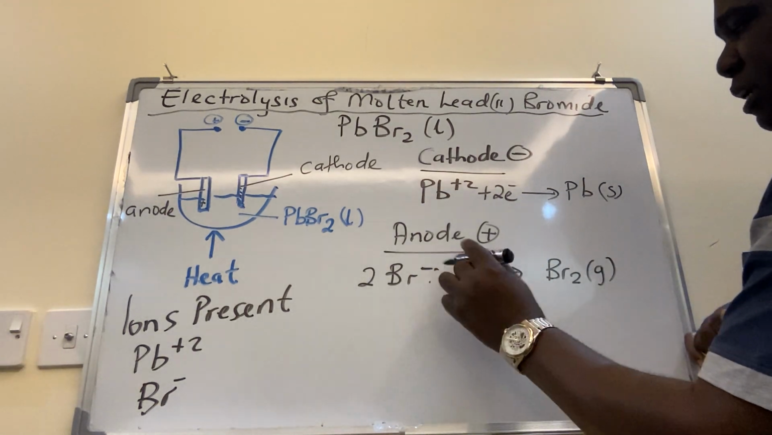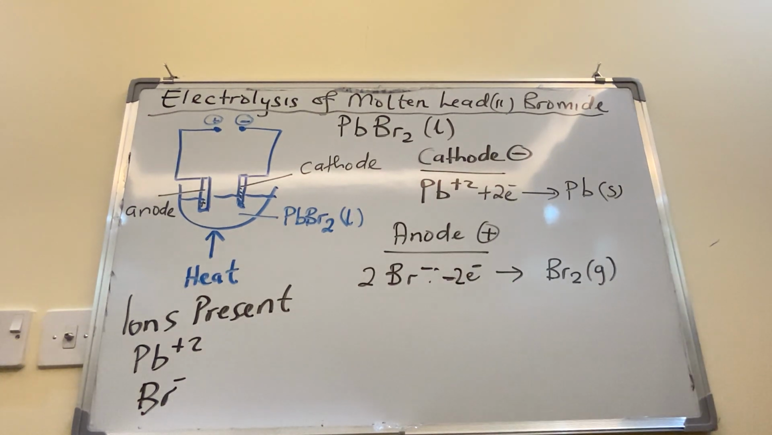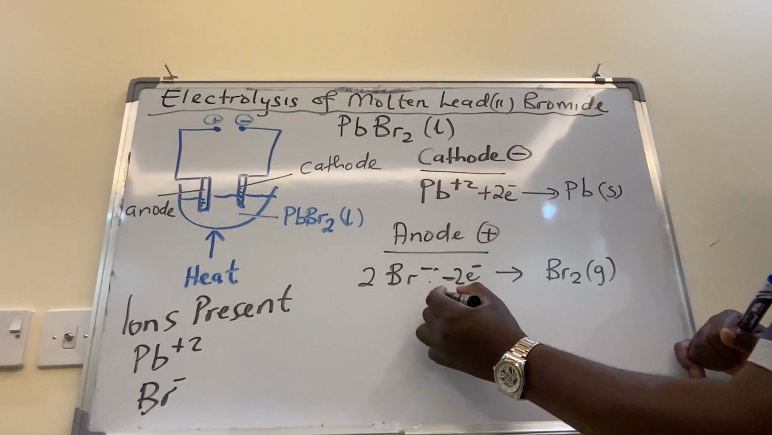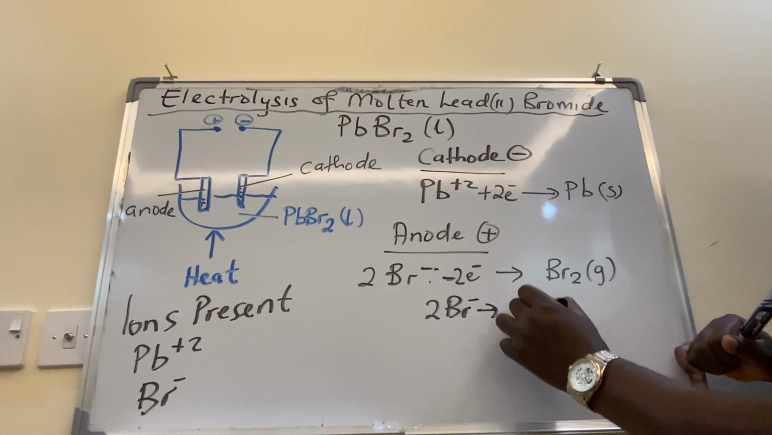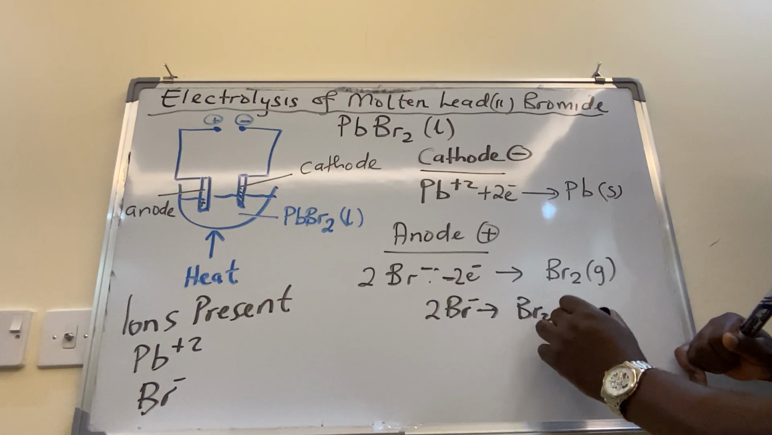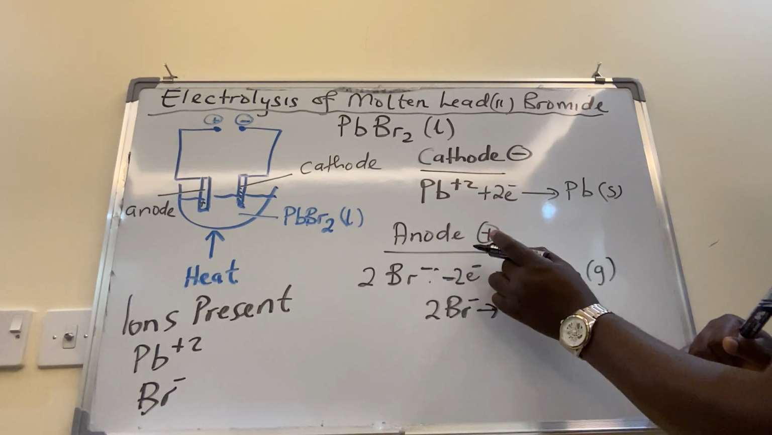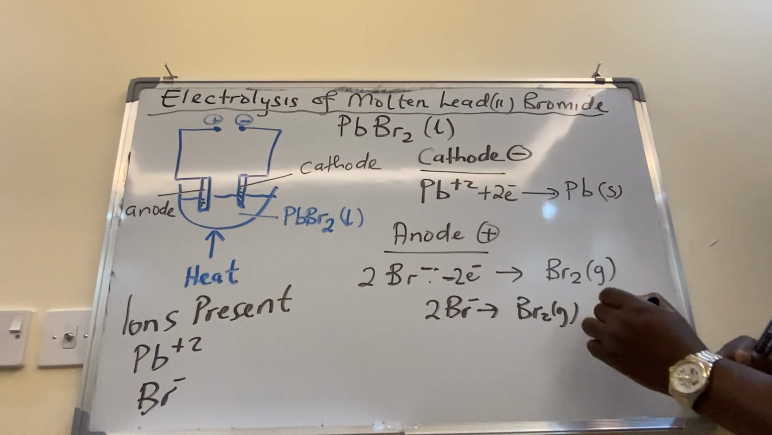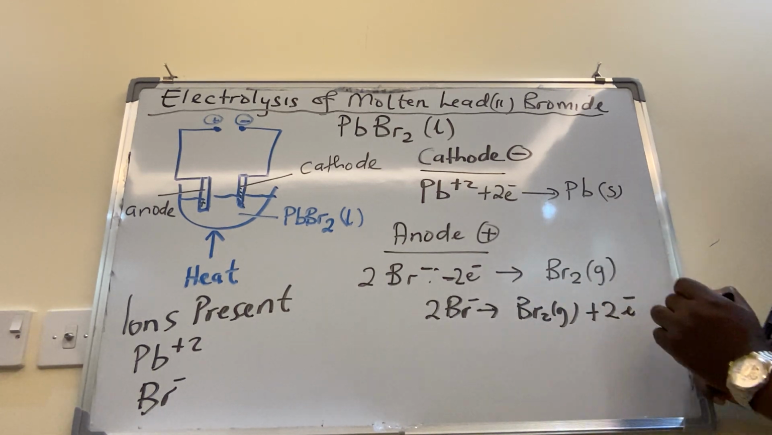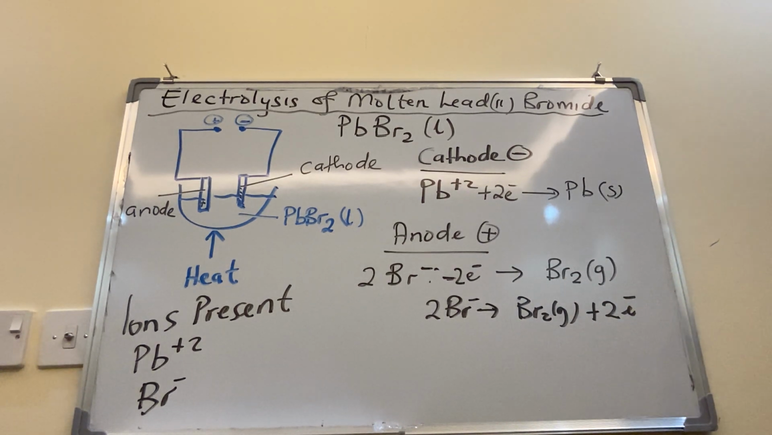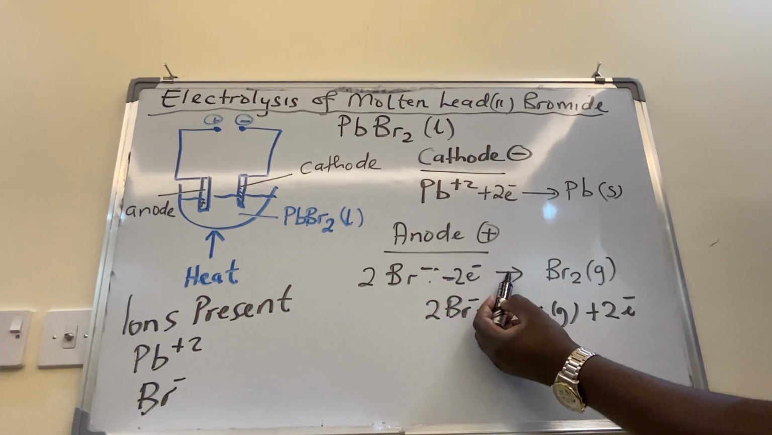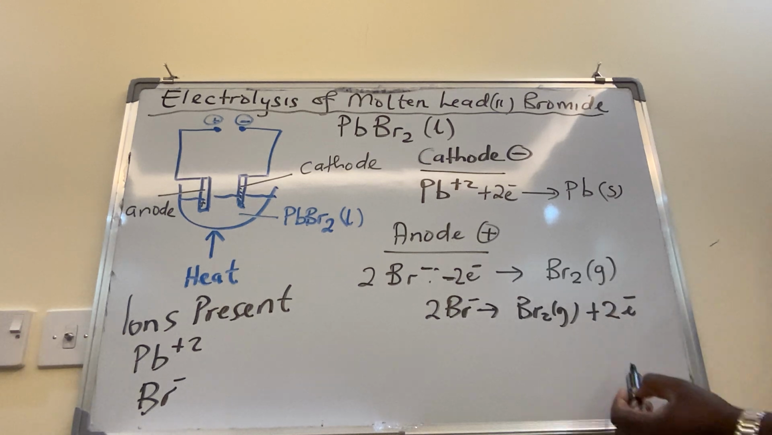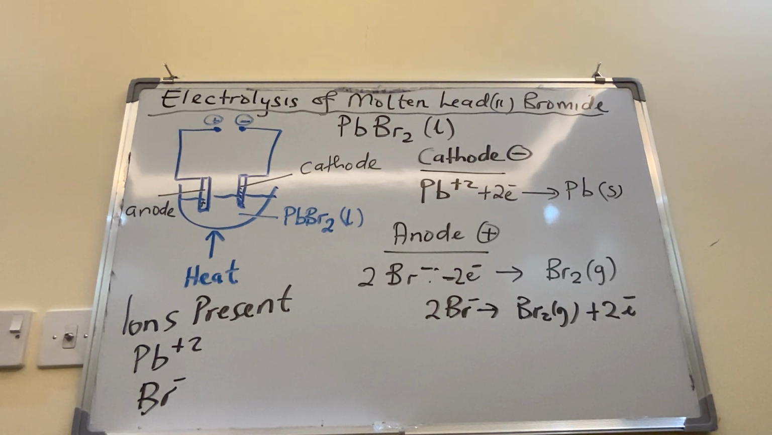Let me just correct something here. Minus 2 electrons. That's one way of writing it. Some textbooks would illustrate it as 2Br minus, and then you have Br2 gas. These 2 electrons will cross the sign here, and then it becomes plus 2 electrons. It's the same thing. It's like a mathematical equation: minus 2 electrons before this sign, when it crosses over, it becomes plus 2. It's the same thing, right?